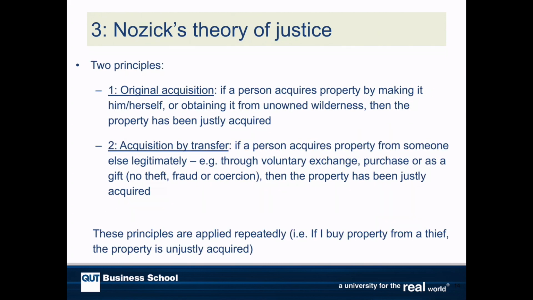So what are Nozick's two key principles? Well, the first one is original acquisition, and it basically says any property you acquire by making it, either by yourself or obtaining it from the unowned wilderness. This goes back in time a bit, when there was unowned wilderness. But imagine you could go out into the forest and get a tree, and you could chop that tree down and no one owned it, and you made a table. Then you've justly acquired that table because it's come from your own work.